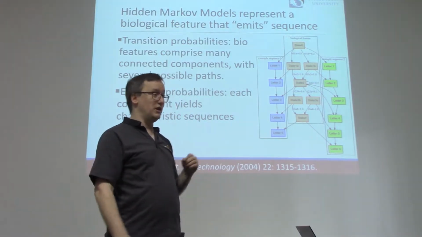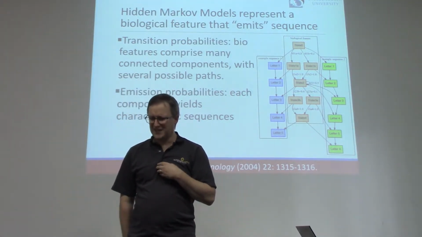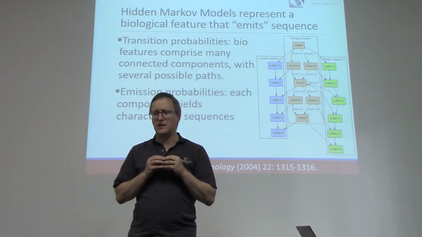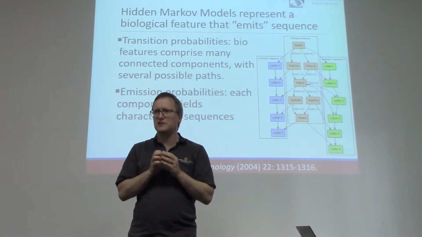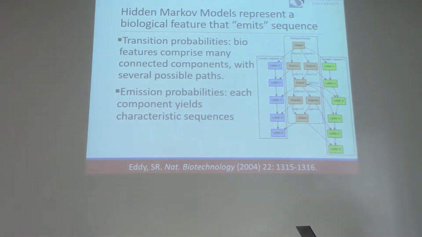So one of the most powerful methods that we have to use is kind of a machine learning technique, really. It's the hidden Markov model, a way to represent a complex biological feature based on different elements that it possesses.